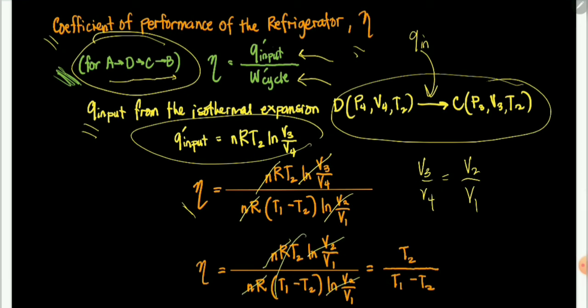And for a Carnot refrigerator, we have T2 over T1 minus T2. So that is how you calculate the coefficient of performance based on the temperatures alone, okay?